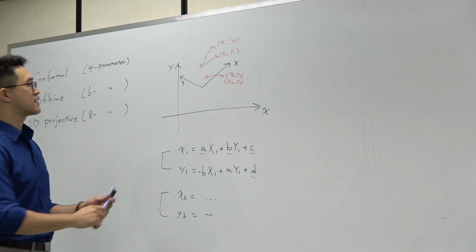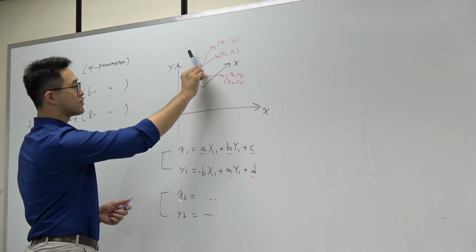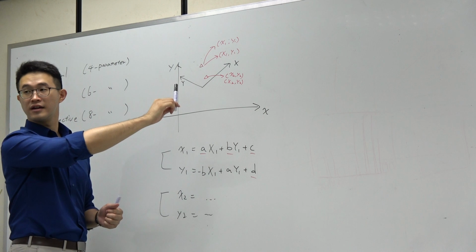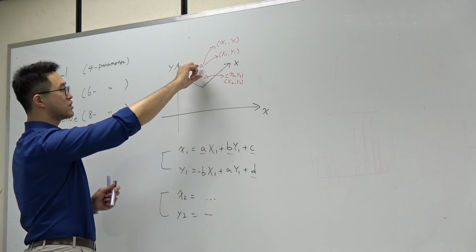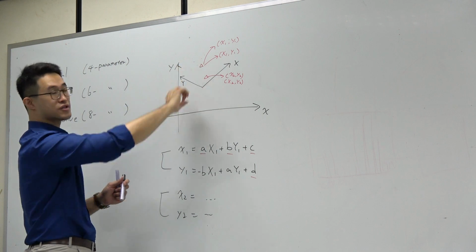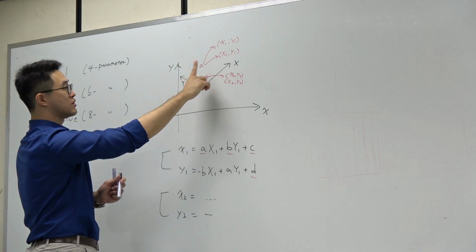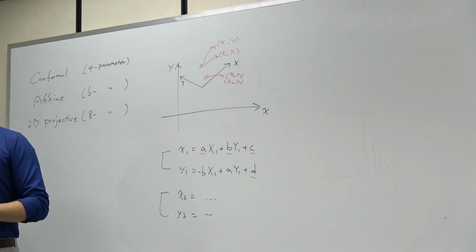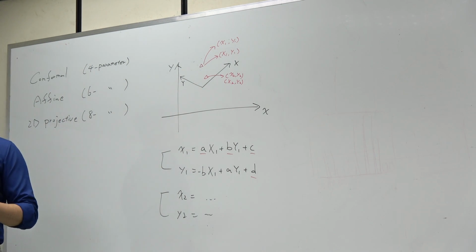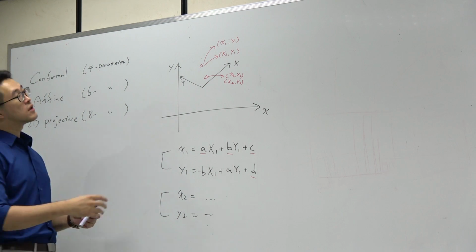The information you have is along this axis, along the length of these two control points. Because you have these two, you know the scale of this direction, and you know the rotation of this direction. Okay?